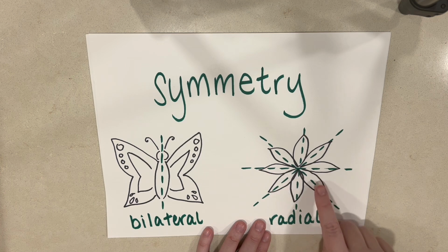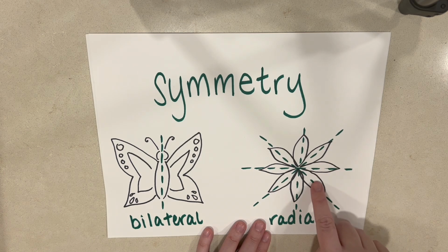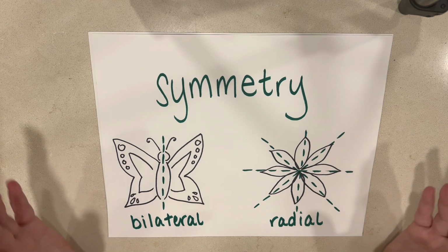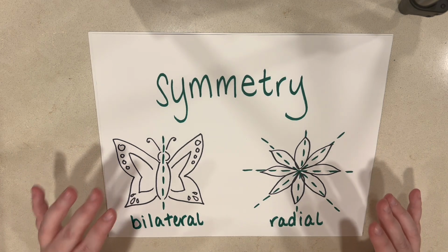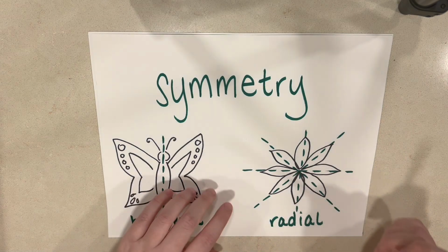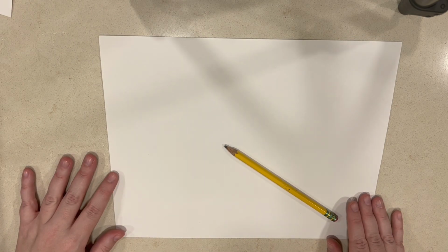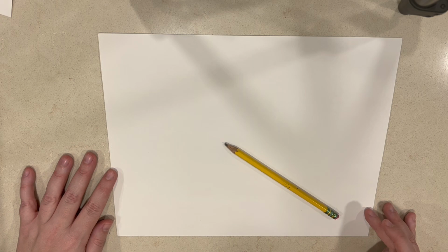Here we have a flower that shows radial symmetry because all of the petals are identical and exist around a central point. Today, we're going to be creating snowflakes that showcase that radial symmetry. To do that, we're going to be using a pencil and a fresh piece of paper, but there's also a couple other tools that will help us out if you have those available.